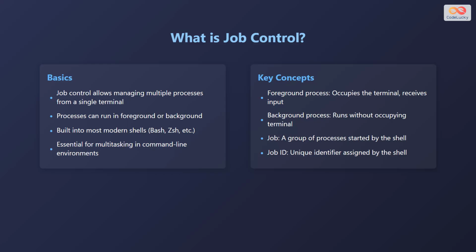Job control is built into most modern shells such as Bash and Z shell, and is essential for multitasking in command line environments. A key concept to understand is a job, which is a group of processes started by the shell. Each job is assigned a unique identifier by the shell, called a job ID.